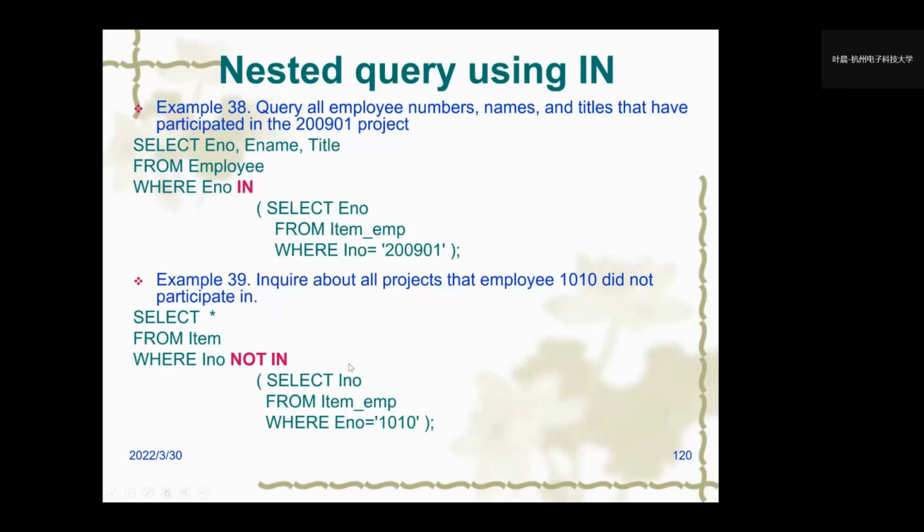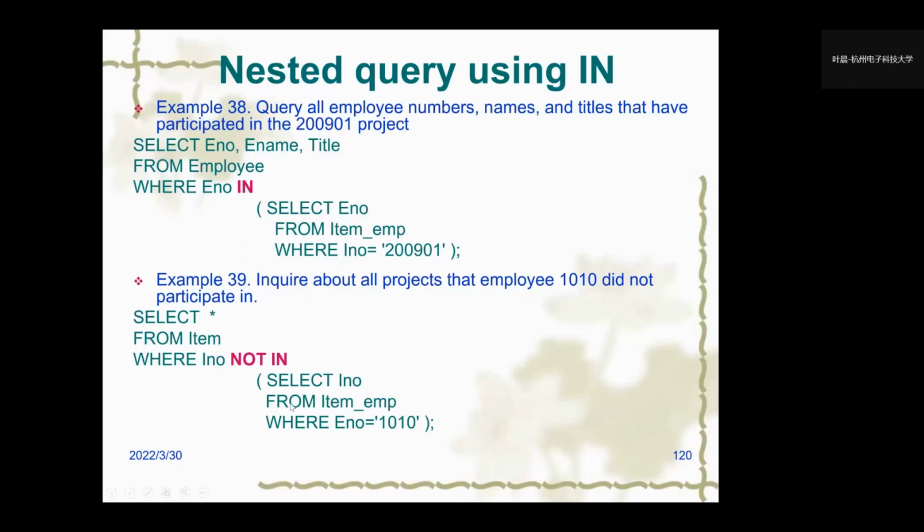And another example: if we want to query all the projects that employee 1010 does not participate in, we can use the following SQL language. We can use select star from item where the item number is not in, and here we use a subquery: select item number from item_emp where the employee number is 1010.